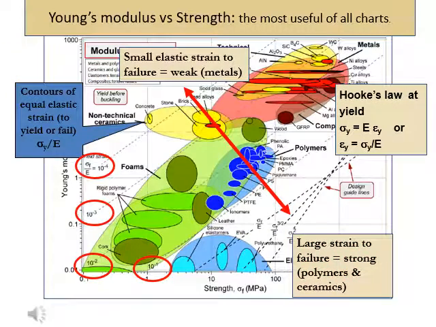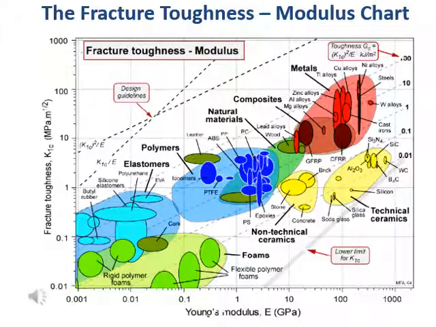Using this chart, we can also determine the yield strain by dividing the strength by the elastic modulus. The yield strain in this case is the material index that can provide you with contour lines with slope equal to 1, 1.5, and 2. Thus you can choose materials using these contour lines, where you want to choose materials with large failure strain or small elastic strain. Another chart that is useful is the fracture toughness versus Young's modulus chart.